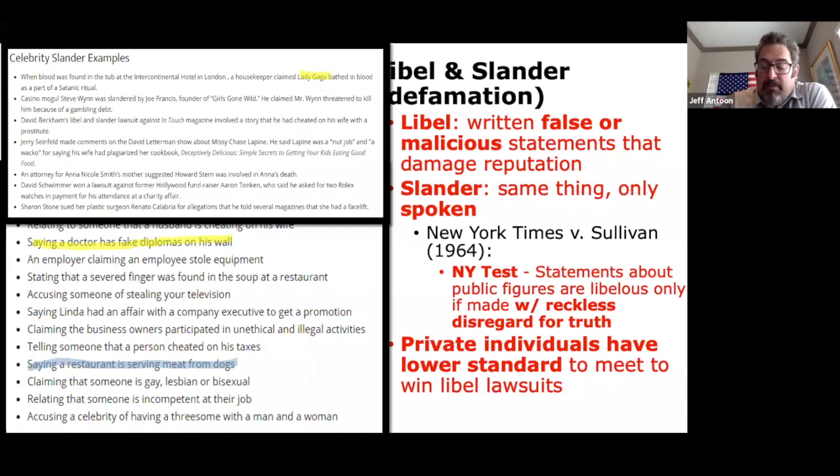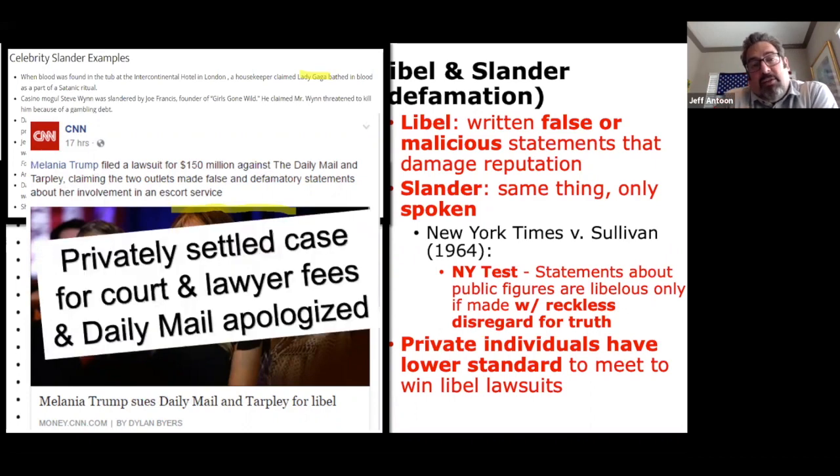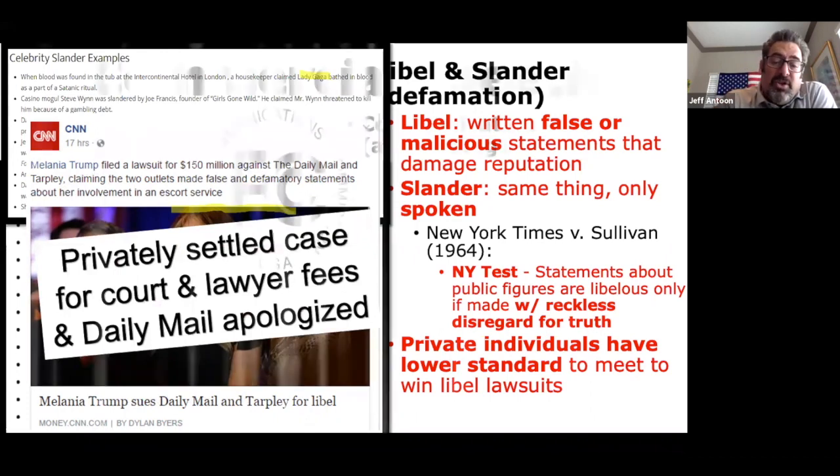And then here's another famous one. Let's skip that one. Let's go to the First Lady, Melania Trump. This was in 2014 or 15, right around when President Trump announced that he was going to run for office. The Daily Mail claimed that she was involved in an escort service, and she filed a $150 million lawsuit. They privately settled the case, so nobody knows what happened, but she did win protection. Again, they apologized for that.